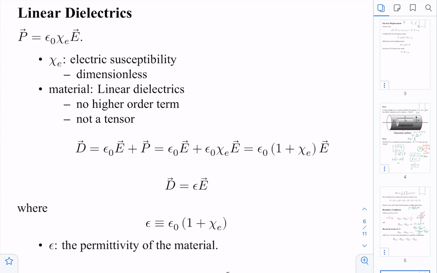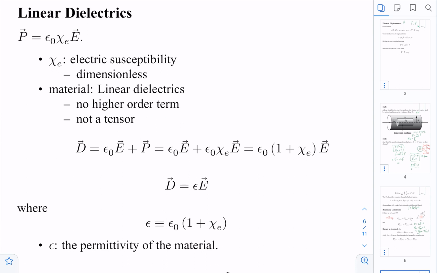simply to make this chi E, the electric susceptibility, a dimensionless quantity. So in terms of units, the chi E doesn't have any unit. The material is called linear dielectrics, but this actually means several things. First, it means that there are no higher order terms.